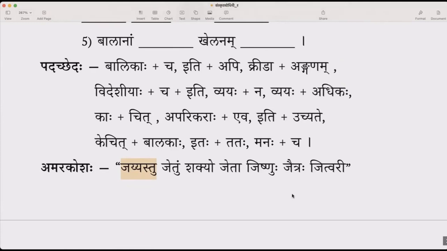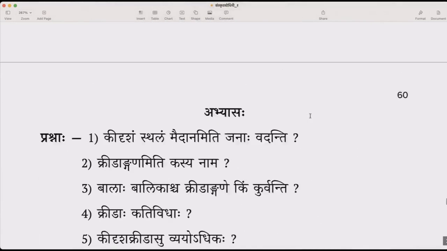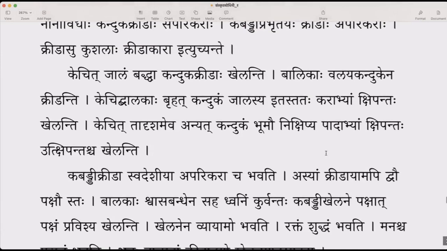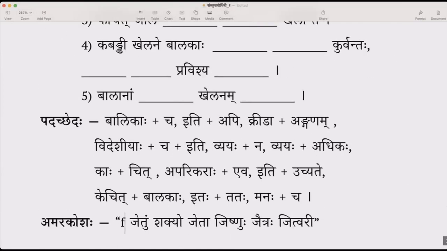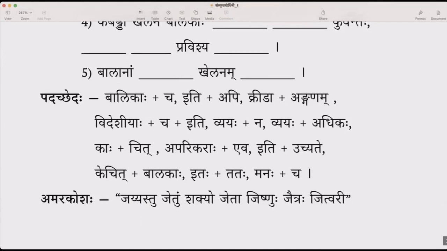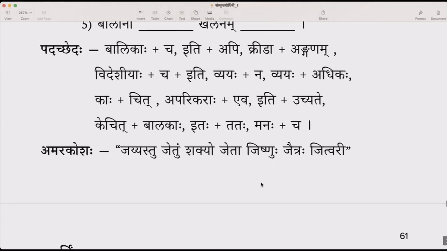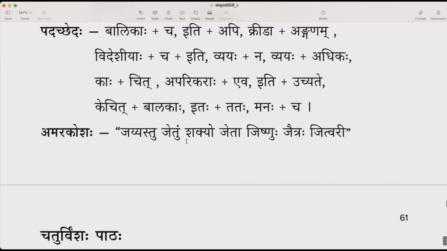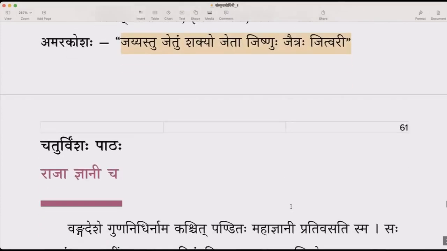जेतुम् इति अस्ति. जेयः इत्यपि अस्ति. Where is jetum? I am not able to find it. It's not there. So we don't need to worry about it. जयः versus जेयः. In fact, all these padachheda also occur in the text itself. Vyayodhikaha, videshiyascheti, correct. All of these occur in the text, whereas this, I don't know why he has given this, so we'll move on to the next lesson.